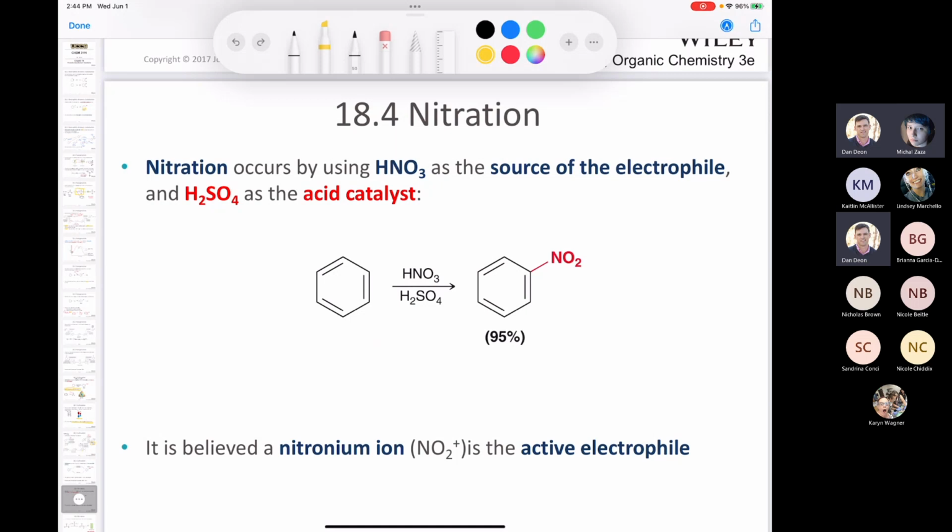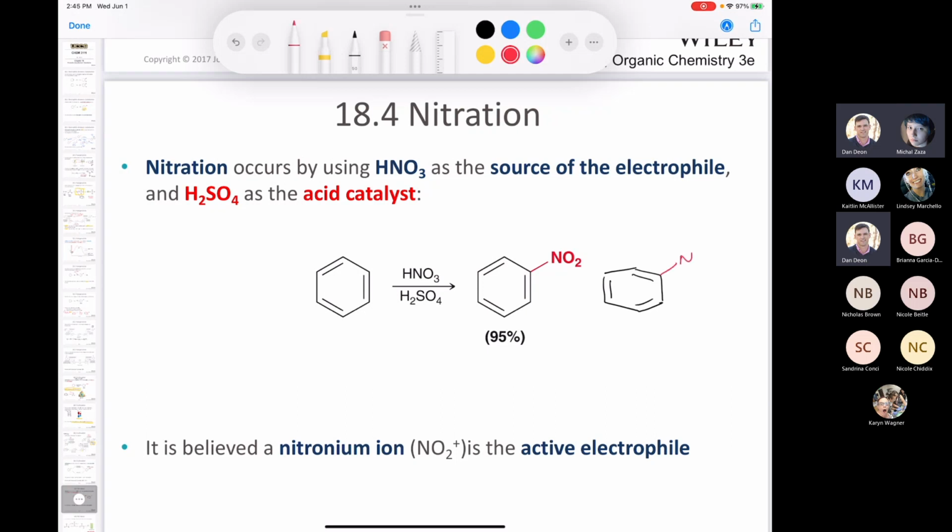Okay, 18.4, nitration. So again, halogenation, we got that down. Sulfonation, got that down. Now we're going to talk about nitration, installing a nitro group. You should know how to draw the Lewis structure of a nitro. This is something that all students need to be able to draw. That a nitro actually looks like this.